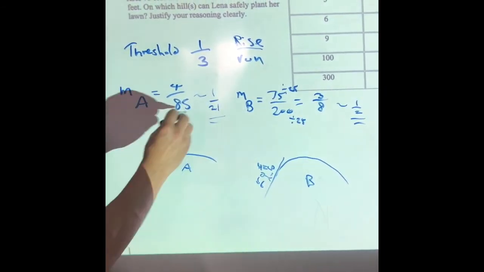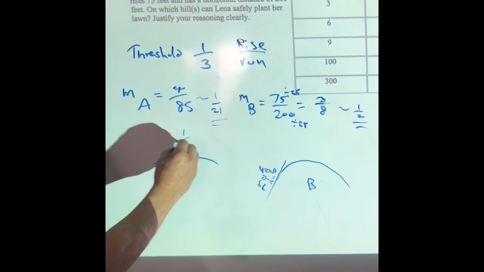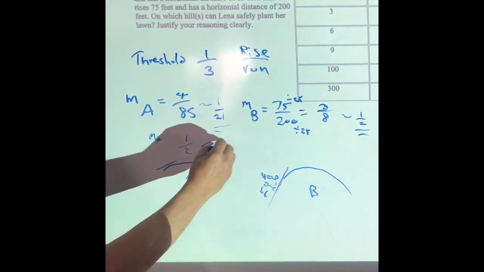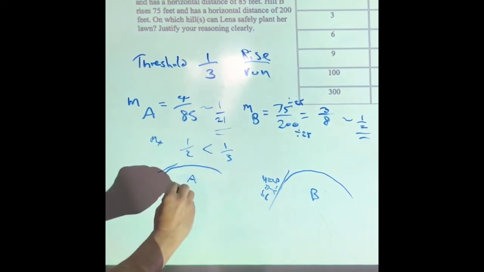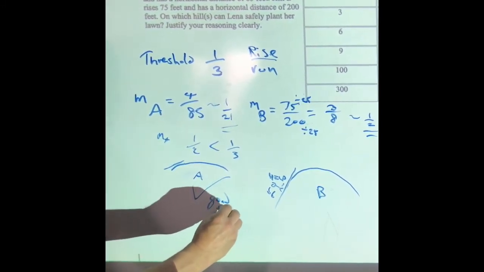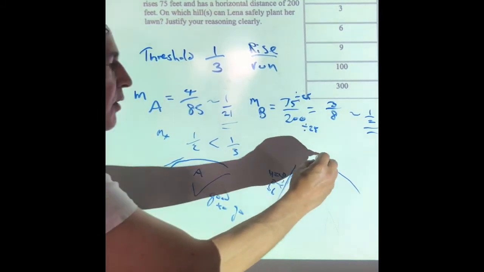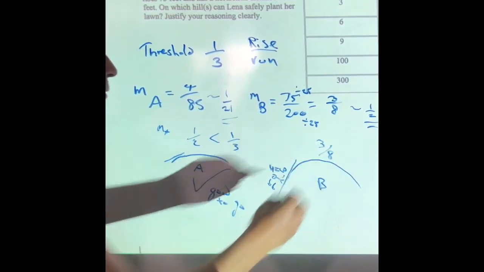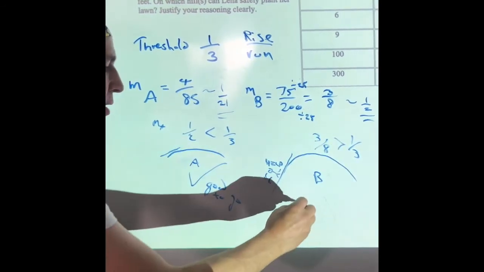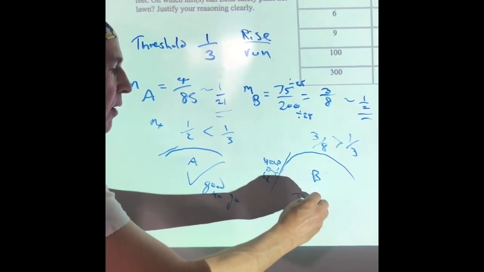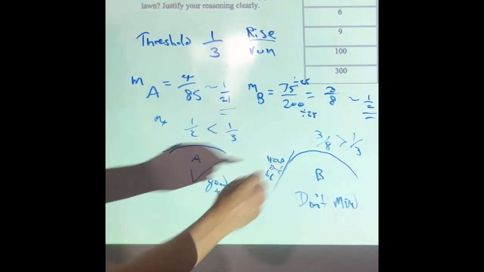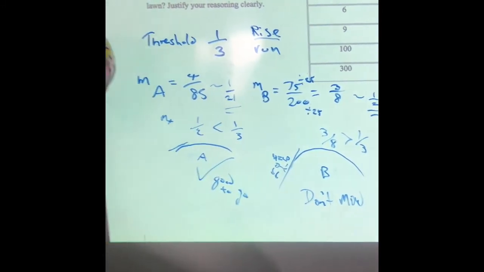All right, so we don't want that one. This one's too high. This one's fine. 1 over 21, okay, M of A is less than 1/3. So check this one, good to go. And this one over here, because 3/8 is greater than the threshold, don't mow, or you might fall back with the weight of the mower. I hope that makes sense.